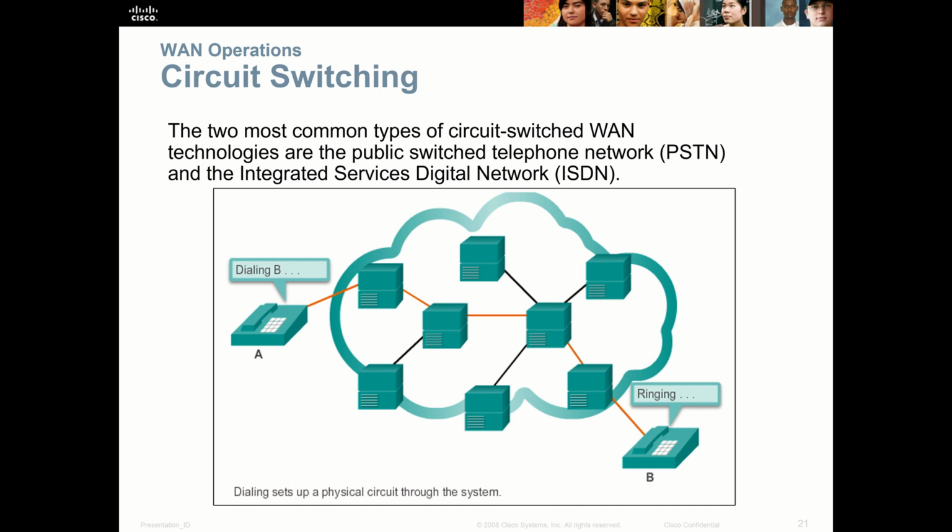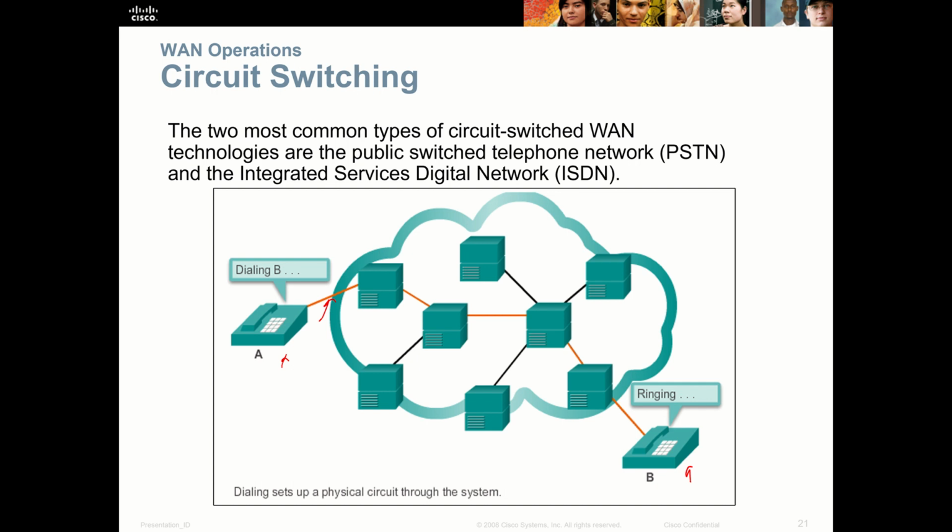First of all, I would like to explain what is meant by circuit switching. Circuit switching is specifically designed for voice. Okay, so if you look at the diagram here, you can see that the end device for each user, A and B, is actually a telephone. Because circuit switching is designed specifically for voice communication, it is not ideal for data transmission.